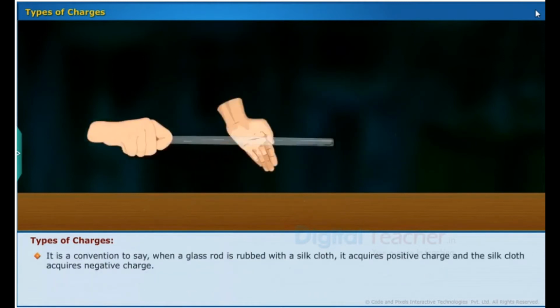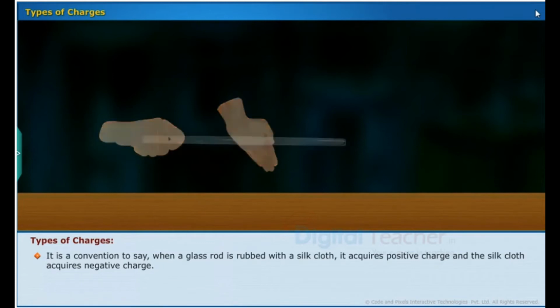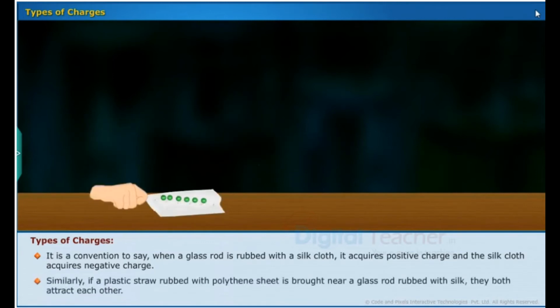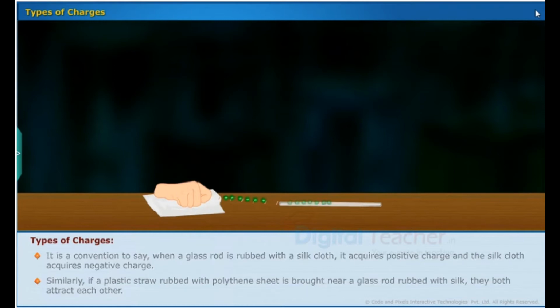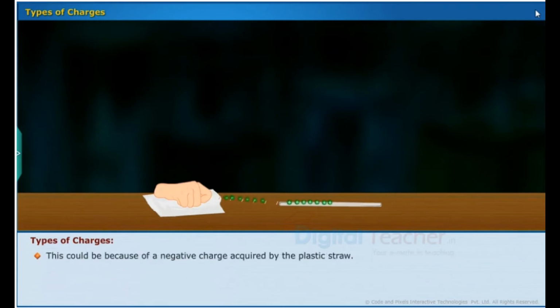It is a convention to say that when a glass rod is rubbed with a silk cloth, it acquires positive charge and the silk cloth acquires negative charge. Similarly, if a plastic straw rubbed with polythene sheet is brought near a glass rod rubbed with silk, they both attract each other. This could be because of a negative charge acquired by the plastic straw.